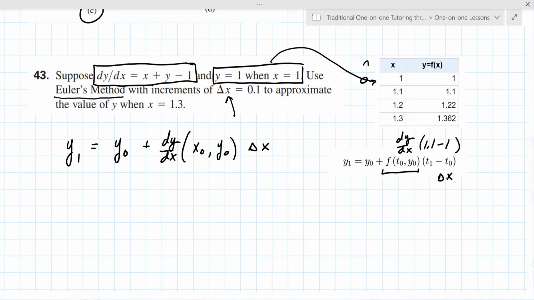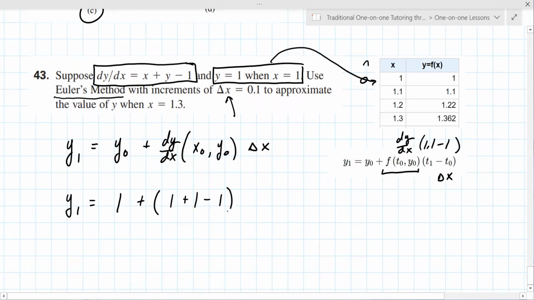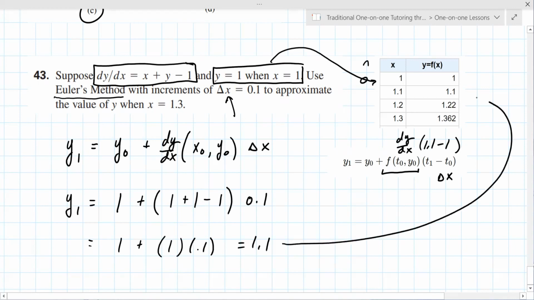All right, so now to actually do some things here. So y1, that's what we're trying to find. y0 is the previous one, so that's 1 plus, we evaluate the derivative at the previous point, 1, 1. So we're evaluating it at 1 plus 1 minus 1. Our delta x is 0.1. So this simplifies to 1 plus 1 times 0.1, which equals 1.1, and that's right there.